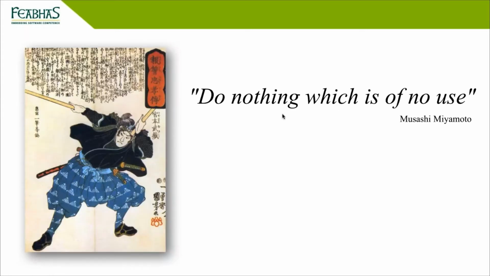But I want to start off very much with this idea of, this is a very famous quote from Miyamoto, a Japanese swordsman who authored a very famous book called The Book of Five Rings. In that, he outlines his broad principles of strategy. There are 9 different principles, the final one being this famous quote here: do nothing of which no use.